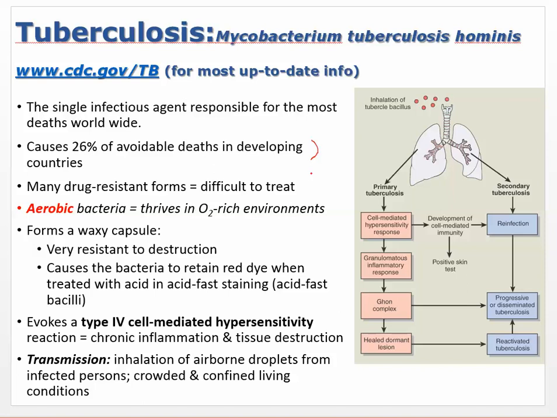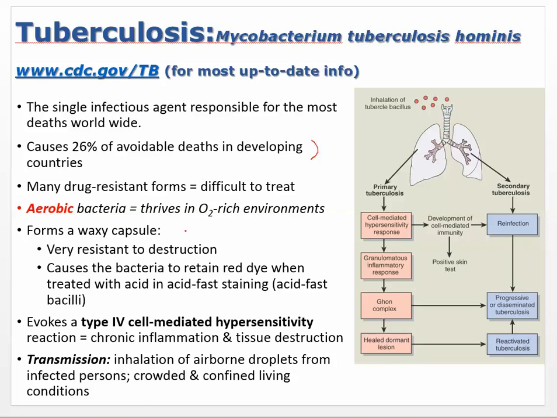So it's a problem, and it's a problem we would like to get a better handle on. There are a lot of drug-resistant forms. I'm reading about them on a regular basis. Some drug-resistant forms are now becoming resistant to our last line of defense to treat them. So it's aerobic. It thrives in O2-rich environments. Makes sense why it's in the lungs.